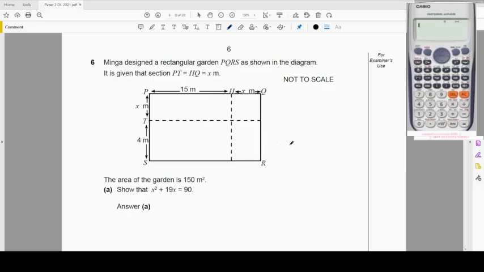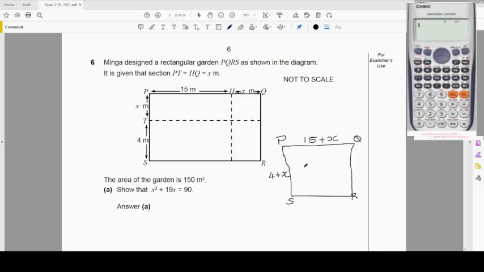So what we can do is we can redraw our garden that looks like this. Then this is P, Q, R, and S. Now PS, from here you can see there's X meters and then there's 4 meters. So the total length here is 4 plus X. And then PQ, you can see this is 15 meters and then there's an X. So this is 15 plus X.